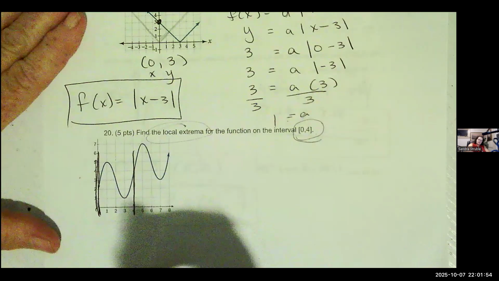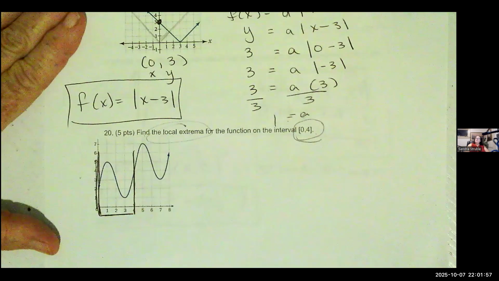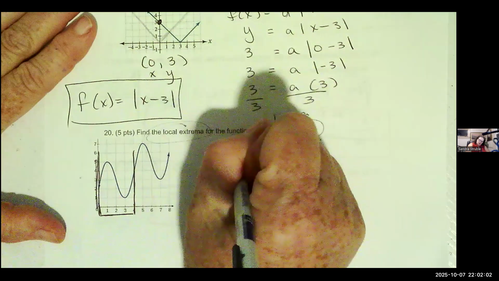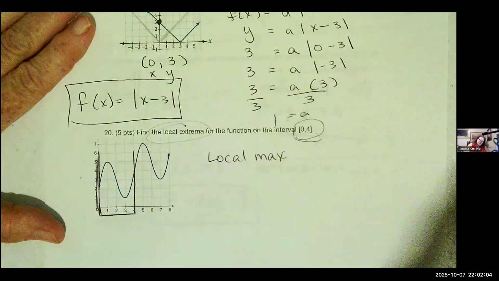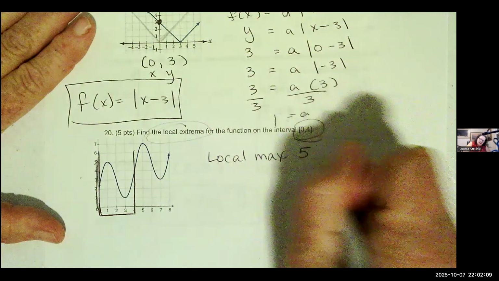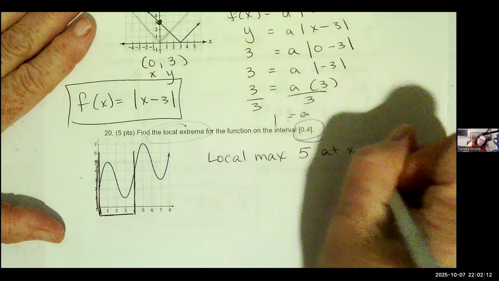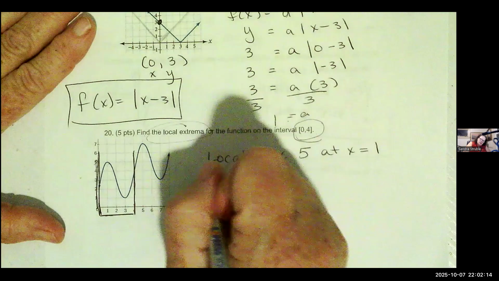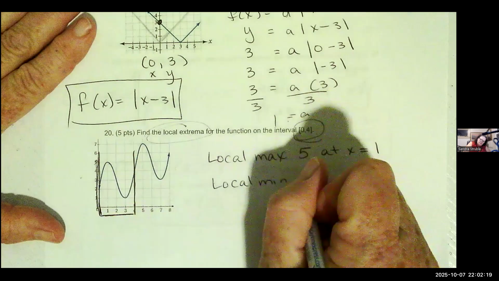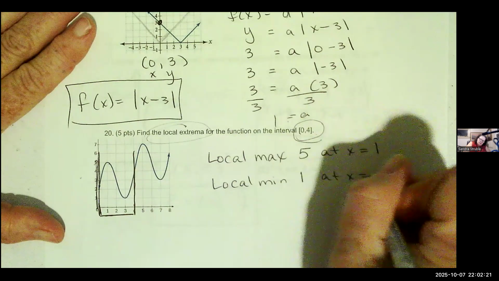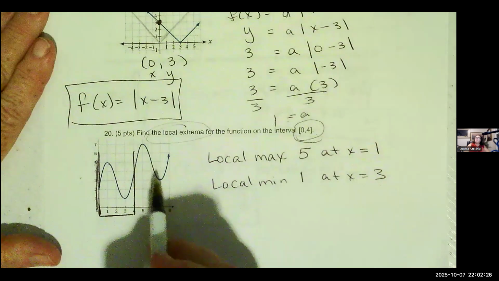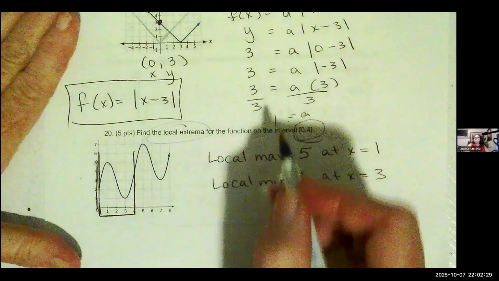If we're only looking at this interval, what is our local min and our local max? We've got a local max, and that's happening at the y value of 5. I kind of blew through that. Local max of 5 at x equals 1. We also have a local min, or minimum, of 1 at x equals 3. Yes, there are other local maxes and mins happening, but I'm not asking about those. I'm strictly asking based on the interval.